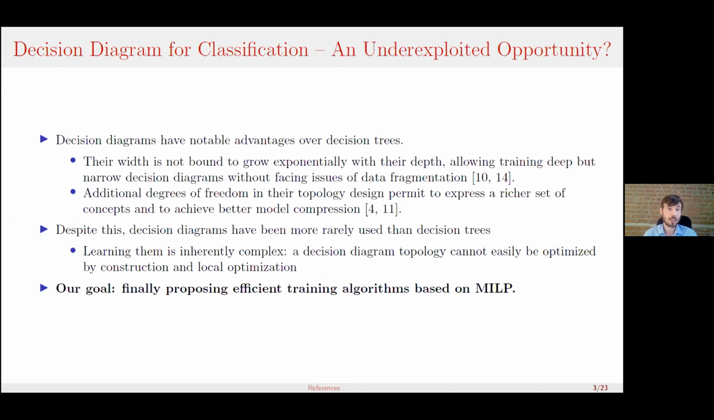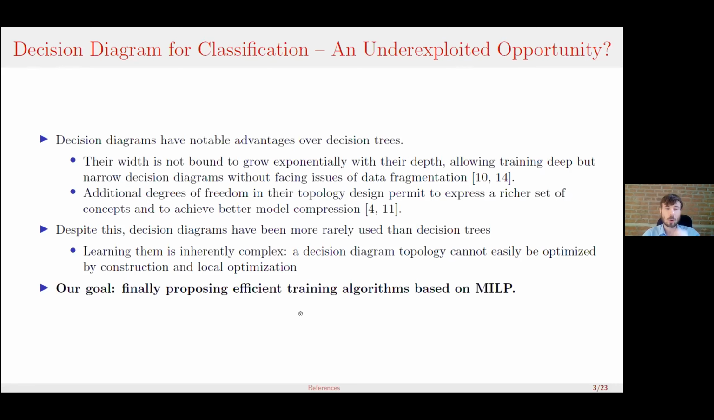We consider that the topology, that is, the connections inside the diagram, is determined at the training stage. It is not fixed in advance. It is really done during training. That allows you to express a number of more sophisticated concepts. For example, if you want to express a sequence of XORs, you are much better off with a decision diagram than with a decision tree. Actually, you will have a representation of this concept that is linear in the size of the XOR expression, whereas in a decision tree you will have an exponential size.